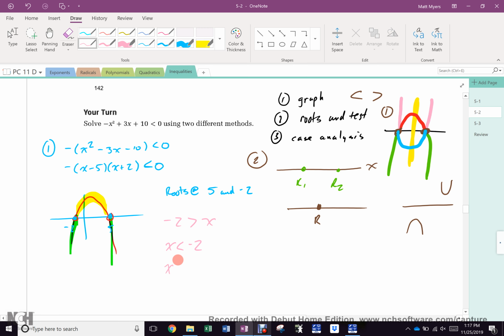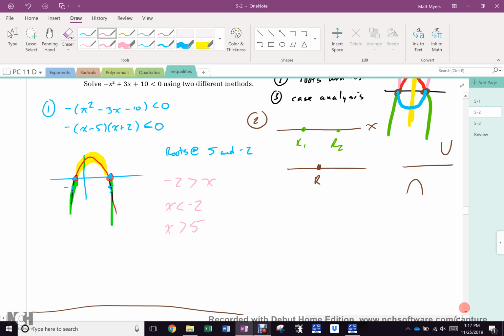When 5 is less than x, which would be x is greater than 5. Easy to see from looking at it, yes? Okay. That was method 1. Method 2, now that we've already done it, is super easy.